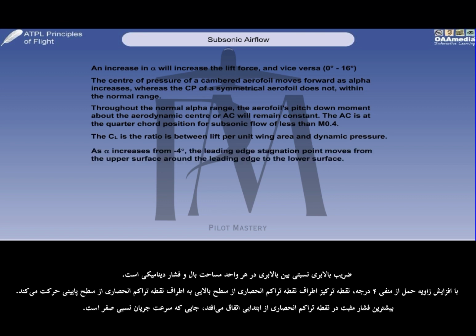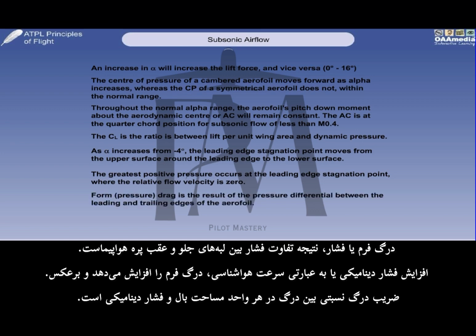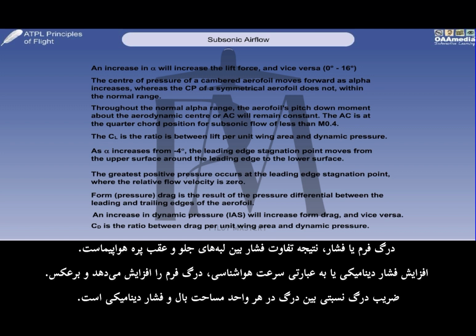As alpha increases from -4 degrees, the leading edge stagnation point moves from the upper surface around the leading edge to the lower surface. The greatest positive pressure occurs at the leading edge stagnation point, where the relative flow velocity is 0. Form, or pressure, drag is the result of the pressure differential between the leading and trailing edges of the aerofoil. An increase in dynamic pressure, that is, indicated airspeed, will increase form drag, and vice versa. The coefficient of drag is the ratio between drag per unit wing area and dynamic pressure.